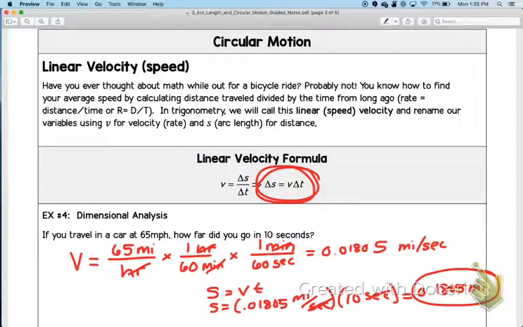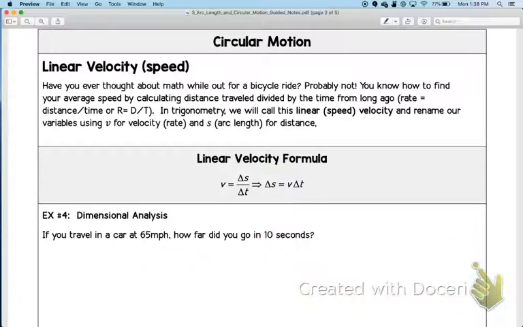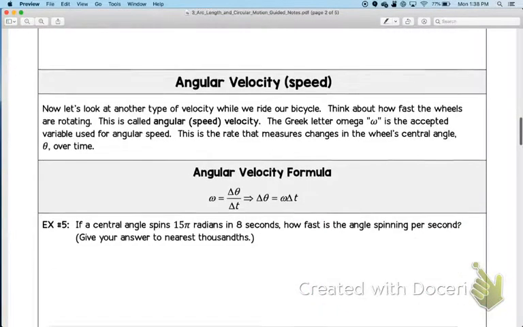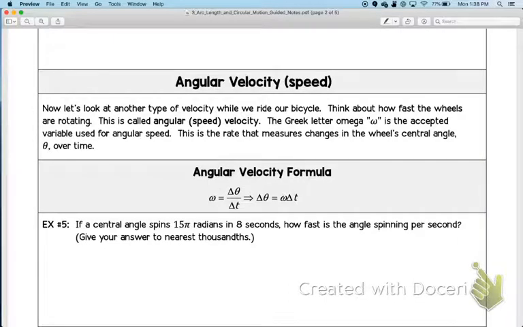So that's linear velocity, just straight linear. Now we get into angular velocity, which means we're going around the circle. Let's look at another type of velocity while we ride our bicycle. Think about how fast the wheels are rotating. This is called angular velocity, and we use the Greek letter omega as the accepted variable for angular speed. It measures changes in the wheel's central angle theta over time.